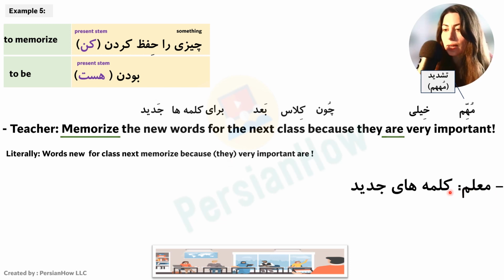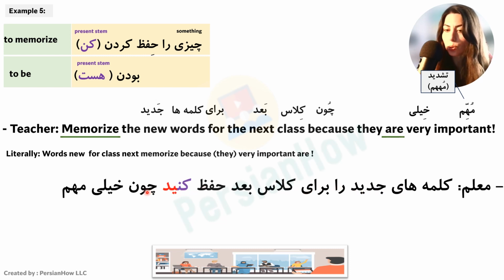معلم کلمه های جدید را برای کلاس بعد حفظ کنید چون خیلی مهم هستند. So here we have our first imperative, actually our only imperative form, حفظ کنید, no be, and then کنید, referring to imperative شما, plural. And then the second one is just indicative, مهم هستند.